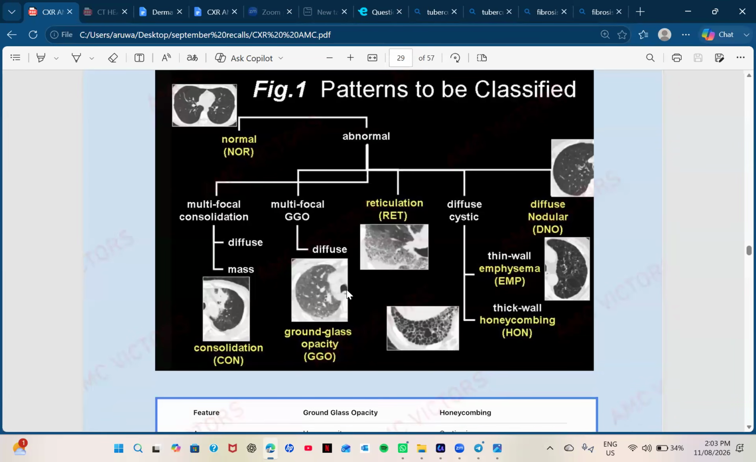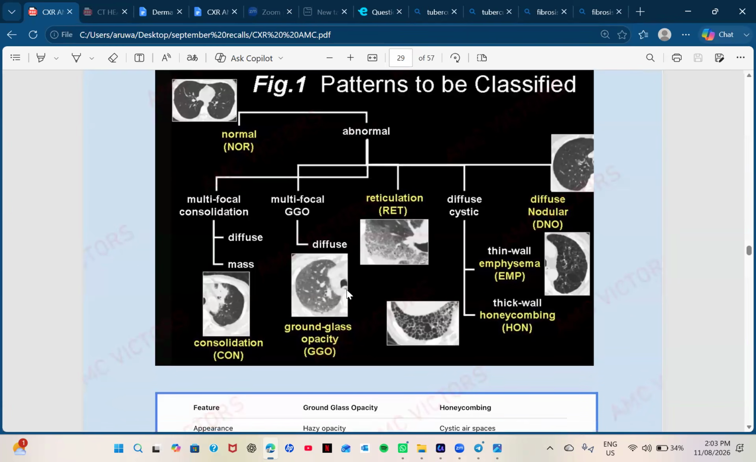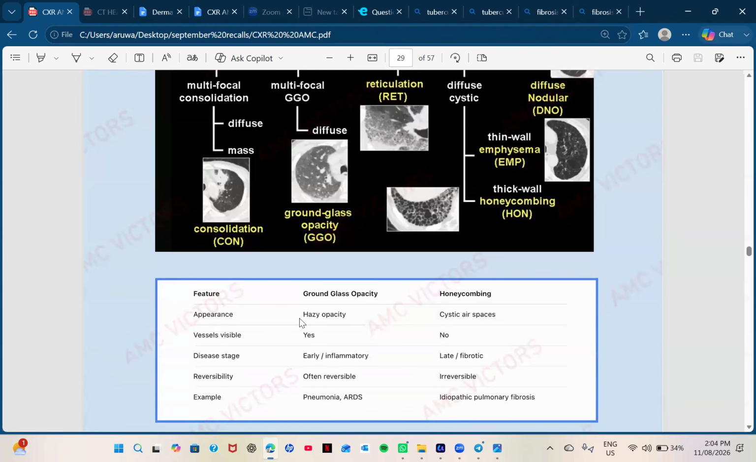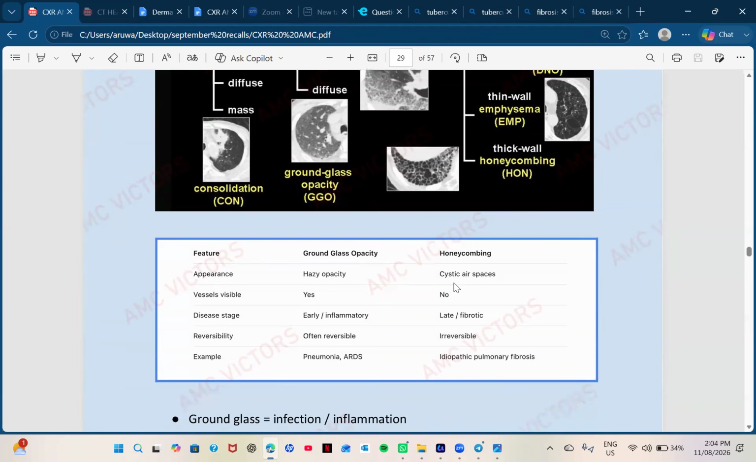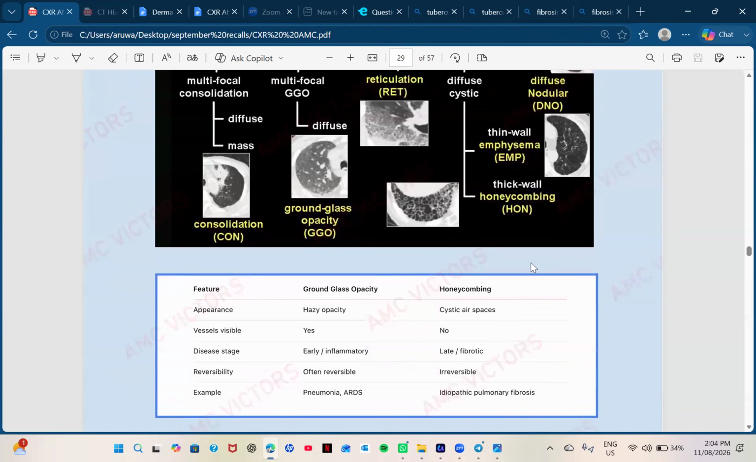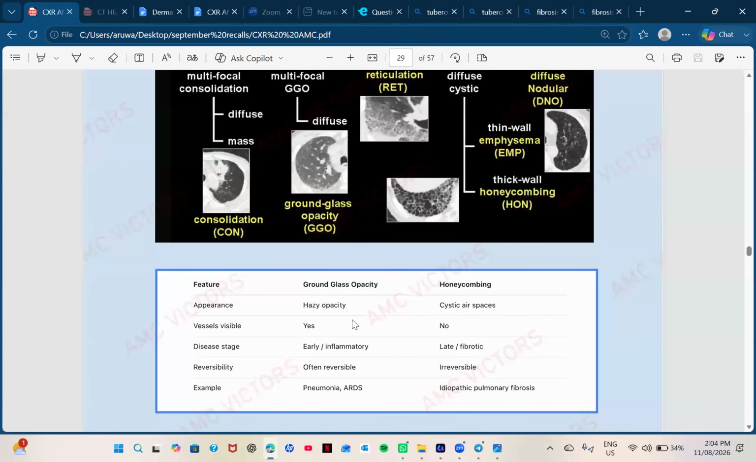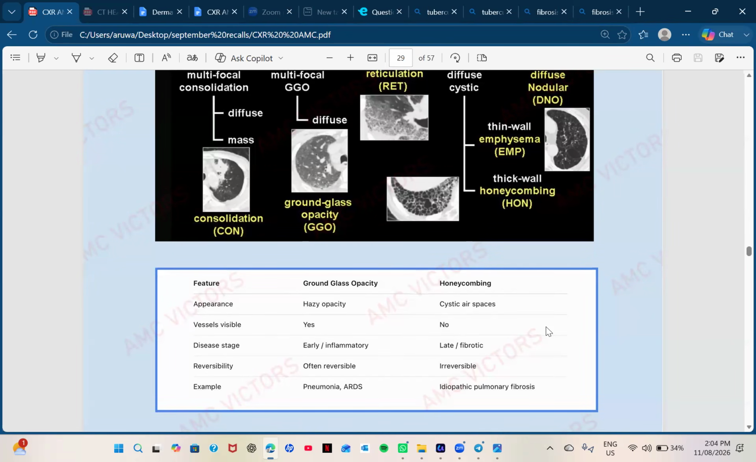Because we have what? We have honeycombing and what is the other? Ground glass opacity. So, what is the difference between ground glass opacity and honeycombing? Very important in CTs. Honeycombing means cystic appearance. The ground glass opacity means the hazy opacities, right? In ground glass you can see the vessels are visible, but in honeycombing the vessels are not visible. I'll show the example, okay?